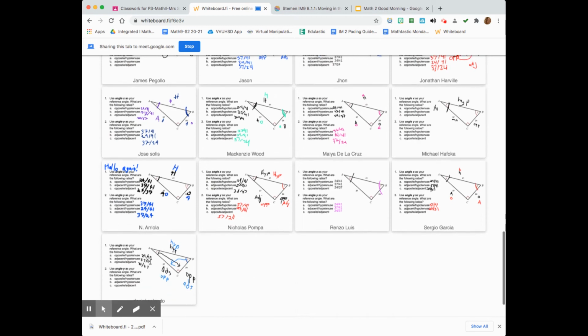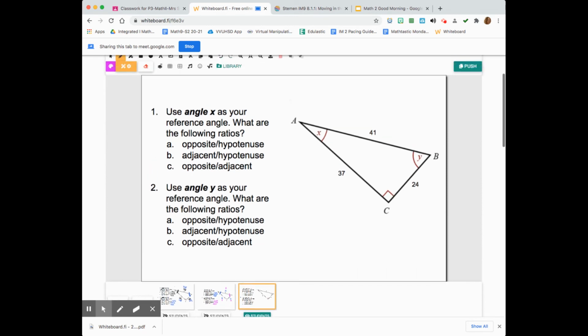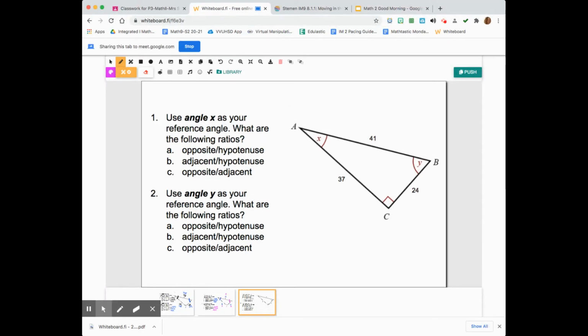All right, I'm gonna go ahead and go over this one. I think most people are finishing up number 2 right now. Okay. So, angle X is my reference angle. I'm gonna bold that one, and then I have hypotenuse, opposite, and adjacent. So opposite over hypotenuse is 24 over 41 for 1A. 1B, adjacent over hypotenuse, is 37 over 41. 1C is opposite over adjacent, which is 24 over 37.